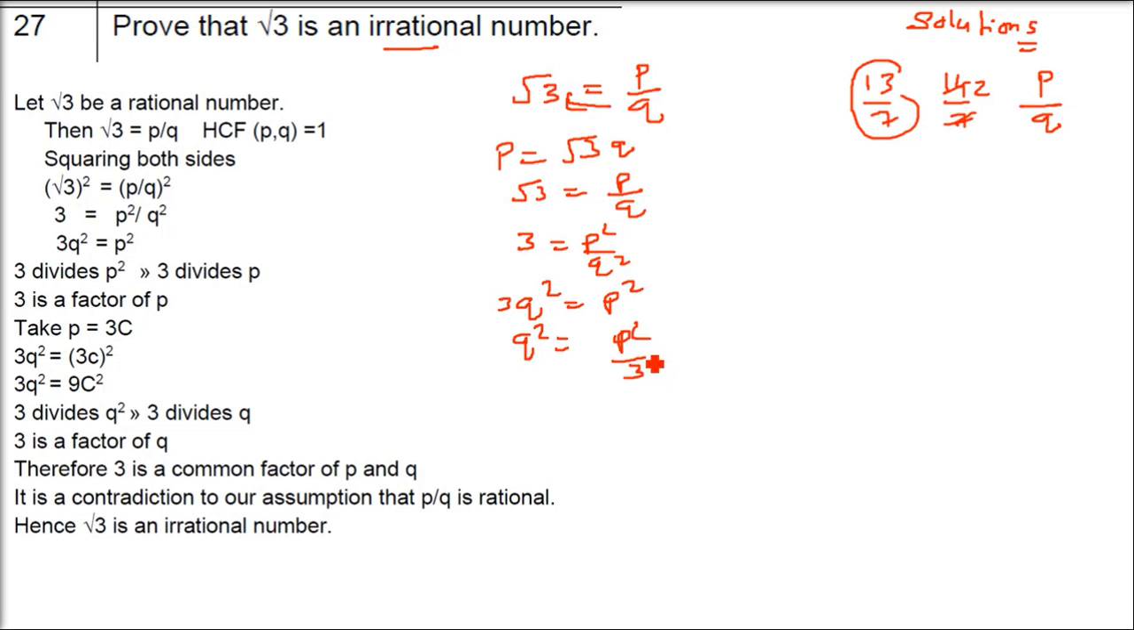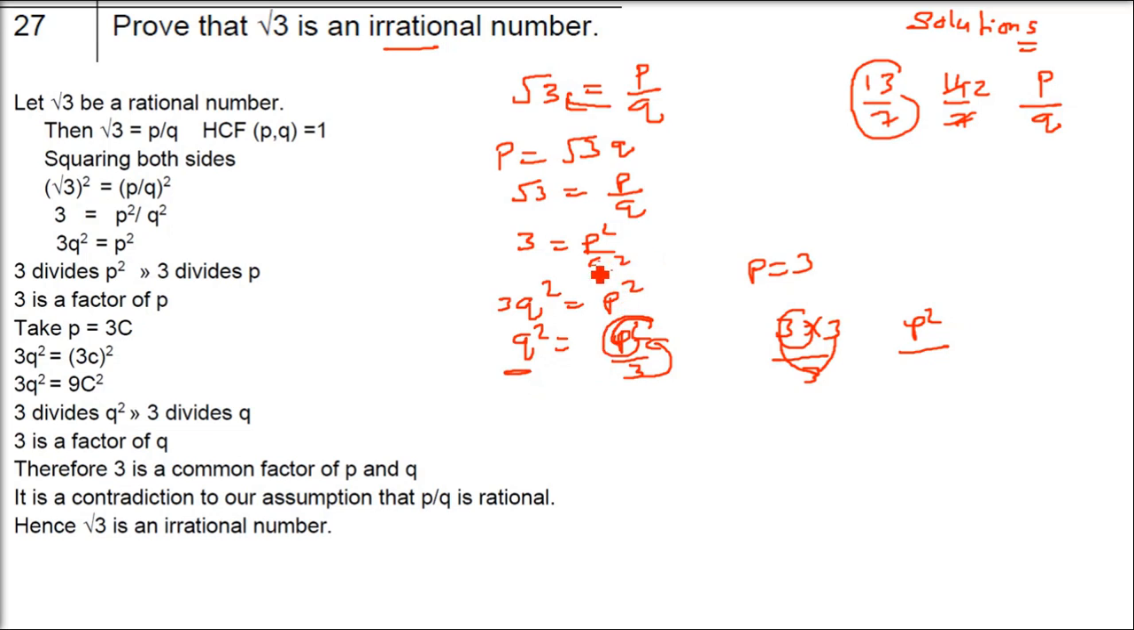So if p square is divisible by 3, p is also divisible by 3. If p square is, say, 9, I am just giving an example, 3 into 3 divided by 3, 3 is dividing 3 also. That is, 3 is dividing p also. So basically, when p square is divisible by 3, p is also divisible by 3. So when p is divisible by 3, that means 3 is a factor of p.